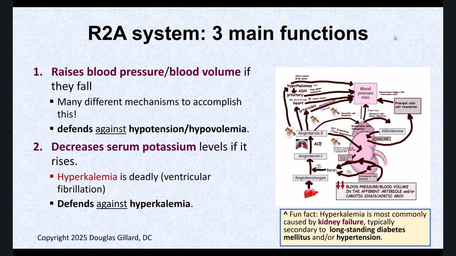There's 3 main functions that this thing does. Number 1, it raises blood pressure and blood volume if for some reason it has fallen. So you could say it defends against hypotension or hypovolemia. Number 2, it defends against hyperkalemia. So it can decrease serum potassium levels if they get too high. Remember, those are very dangerous, right? Hyperkalemia can kill you. It can trigger ventricular fibrillation.